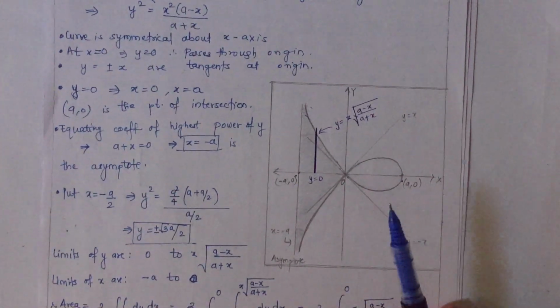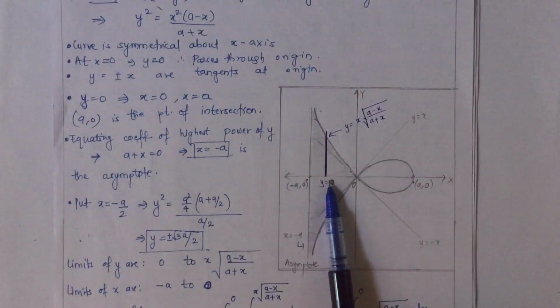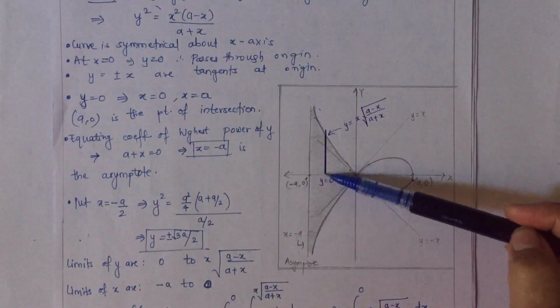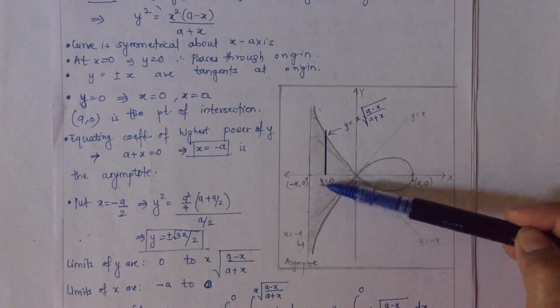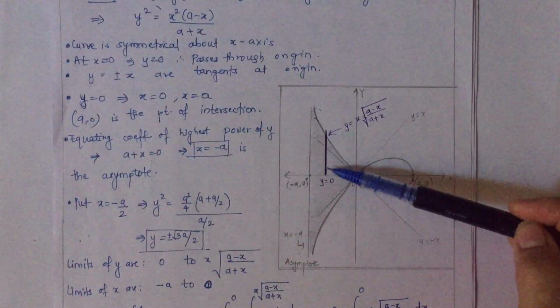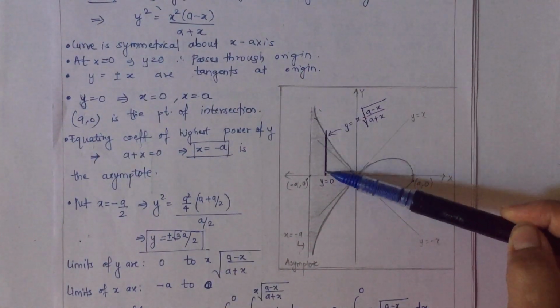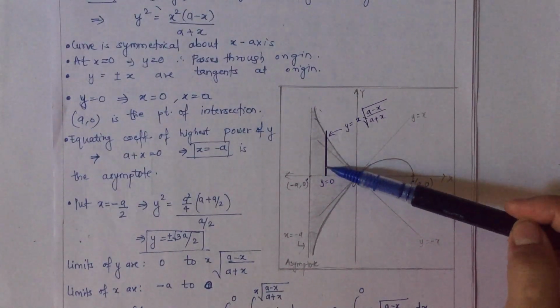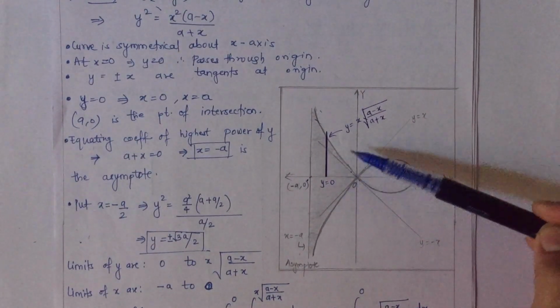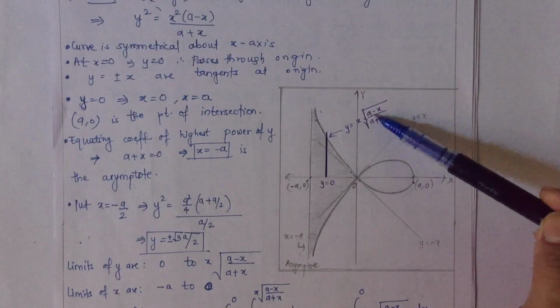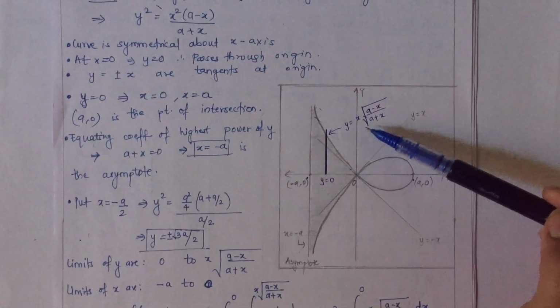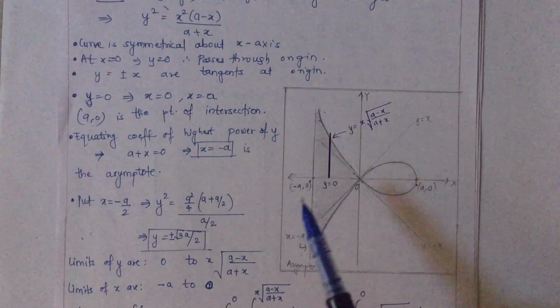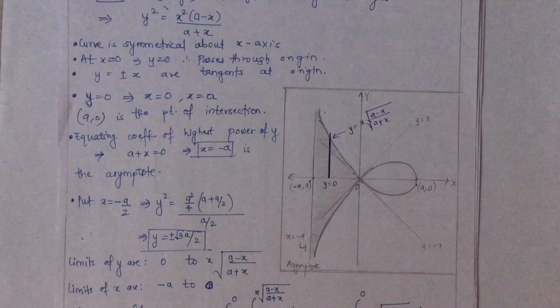Okay. So now in this region, observe this is a symmetrical part, so we will consider the half part. In the half part we consider a vertical strip. We will move this strip and find the value. So what are the limits of the vertical strip? y equal to 0 to y equal to x times root of (a minus x) upon (a plus x). And the strip will move from minus a to 0.